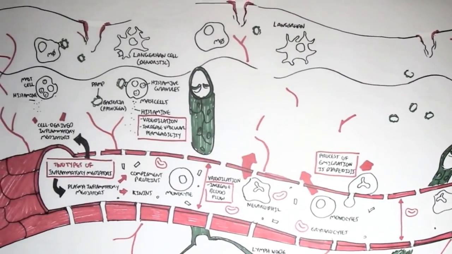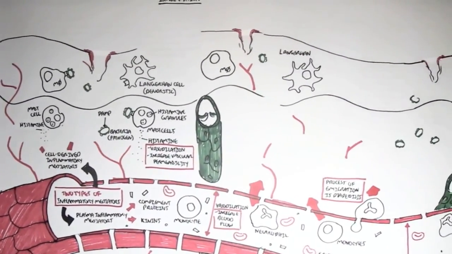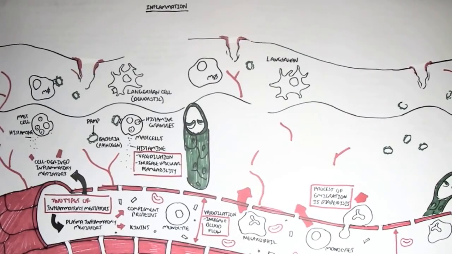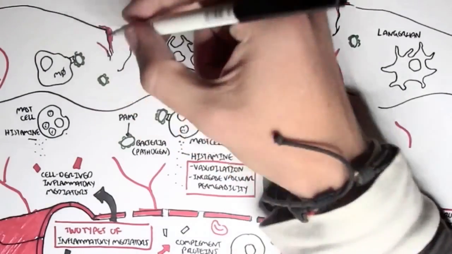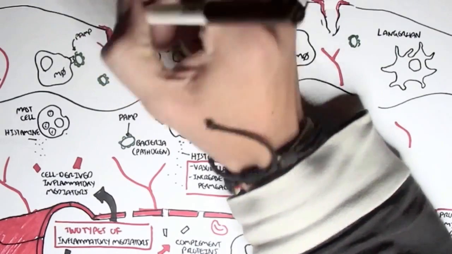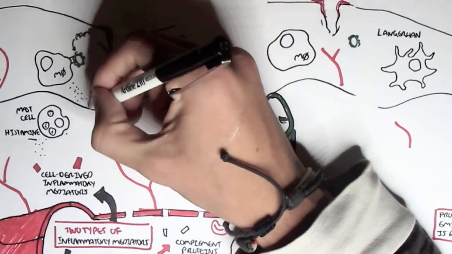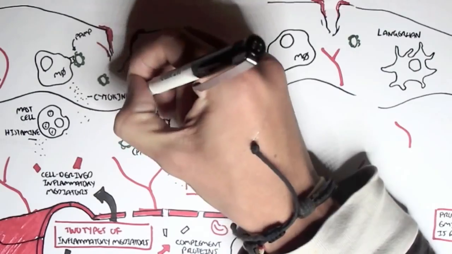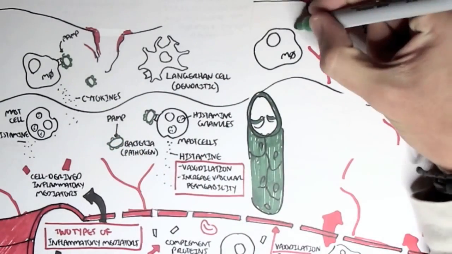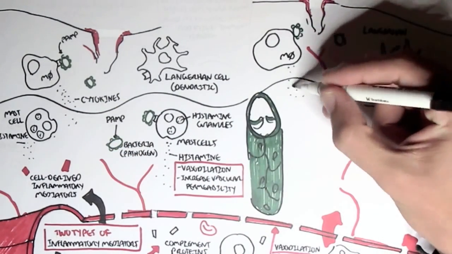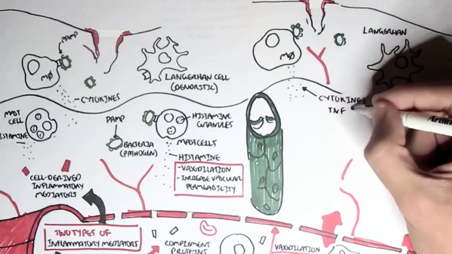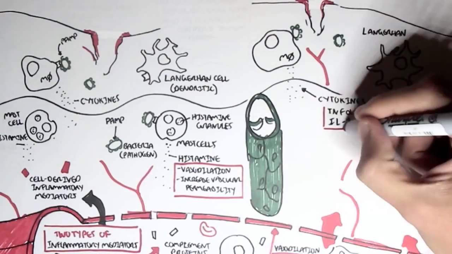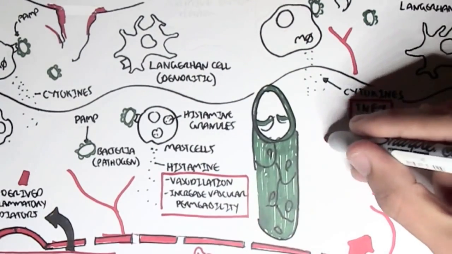Now, what else could happen during this inflammation process? Well, the macrophages, which recognize the PAMP of the pathogen, will also secrete cytokines. Cytokines are also inflammatory mediators. The macrophages will secrete cytokines, particularly TNF-alpha, tumor necrosis factor alpha, and interleukin-1.